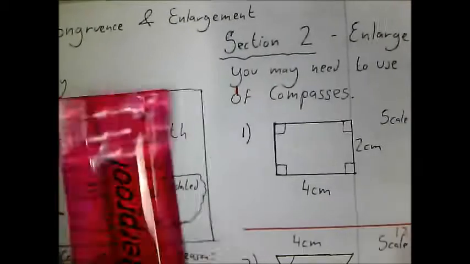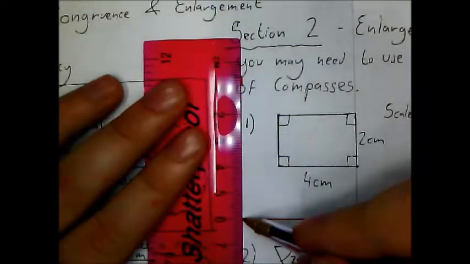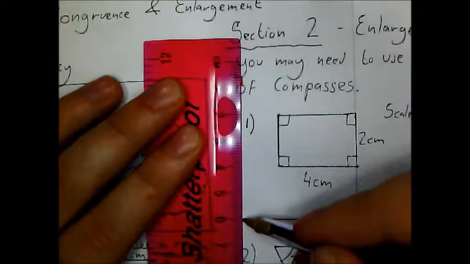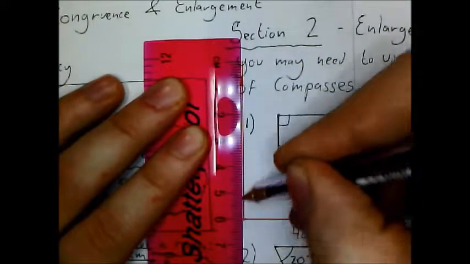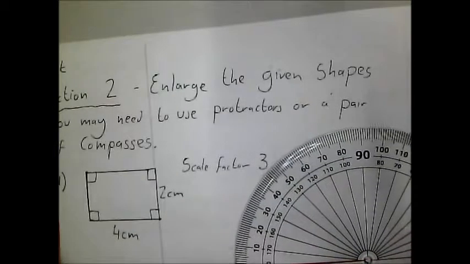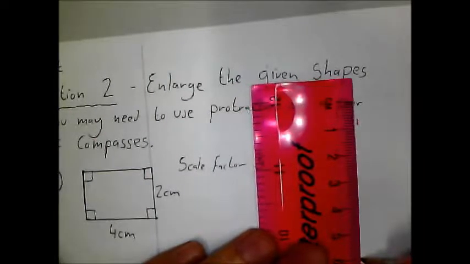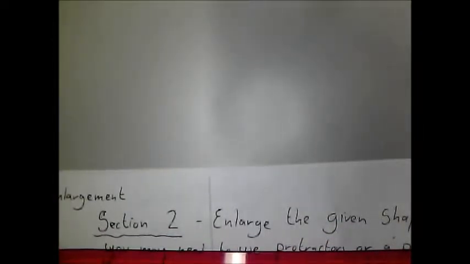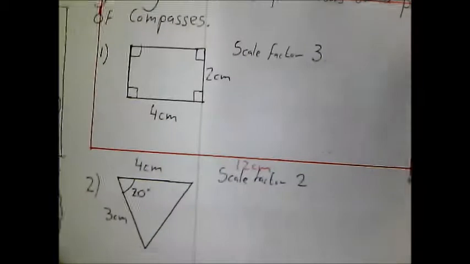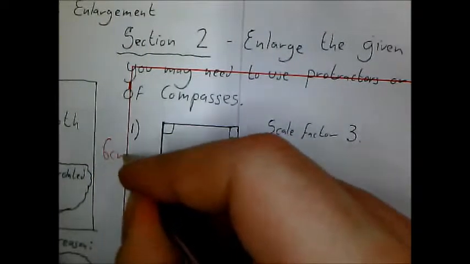I'm going to make sure that this is 6 centimeters, which goes through my point. See how this all lines up? Over to 0. I'll do the same on the other side, so measure a 90 degree angle, 6 centimeters. And then I join them up. There we are. And now I've got my enlarged rectangle.